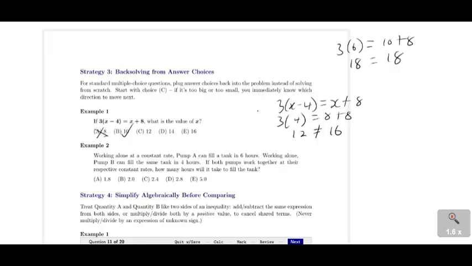All right, example 2. Now, working alone at a constant rate, pump A can fill a tank in 6 hours. Then working alone, pump B can fill the same tank in 4 hours. Now, if both pumps work together at their respective constant rates, how many hours will it take to fill the tank? That is one tank, right? Here, of course, if you want to do direct computation, like solve from scratch, that is fine.